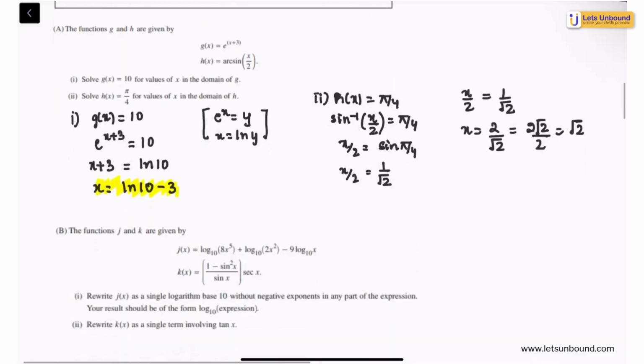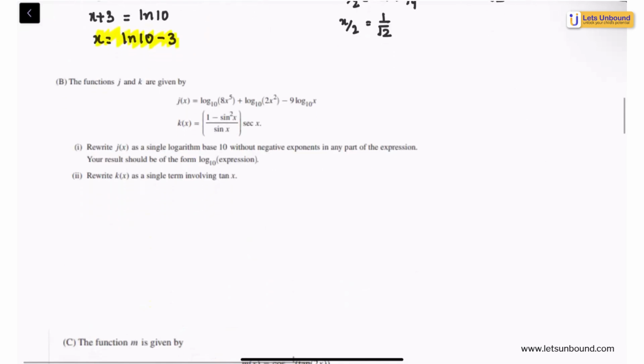Now let's solve for the B part of the question. The question says that j(x) and k(x) are functions given here. One is a logarithmic function and one is a trigonometric function. The first part says, can you write down j(x) as a single log base 10 without negative exponents, keeping in mind any part of the expression, and your result should be of the form log base 10 and then the expression written. So let's try using log laws to simplify it as much as we can.